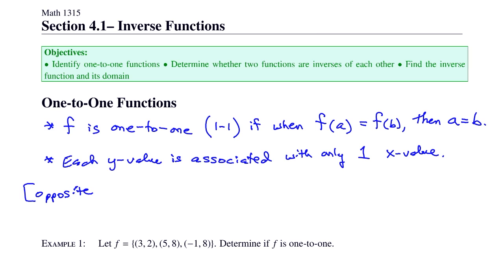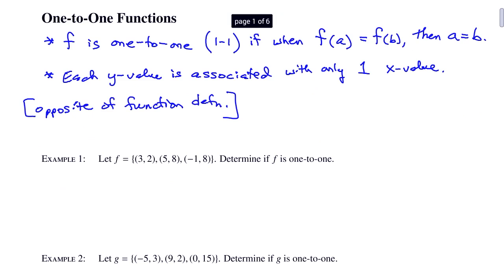So this is the opposite of the function definition. You determine if a function is one-to-one if for each y value there is only one x value. If there are multiple x values, then it's not going to be one-to-one. Let's take a look at example 1.